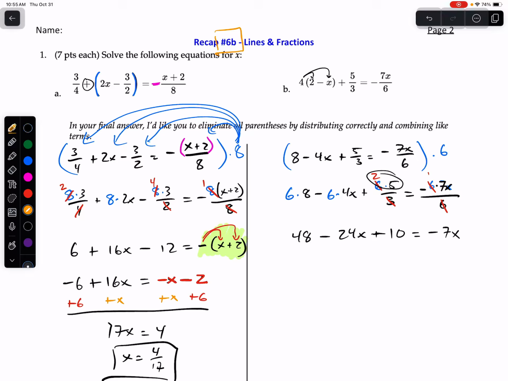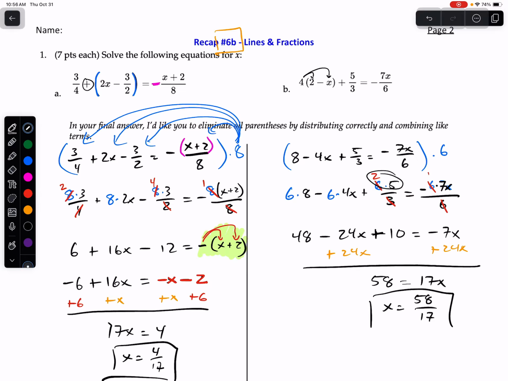So let's see. Let's add 24x to both sides. And though this was not very good looking, but it is a plus. So we get 58 equals 17x. So x equals 58 over 17. And on we go.